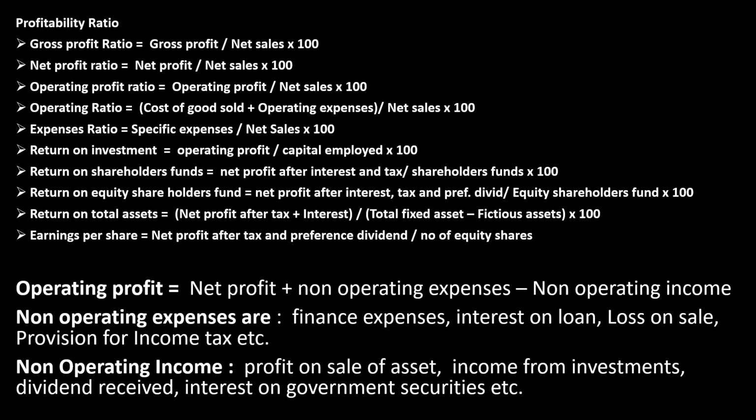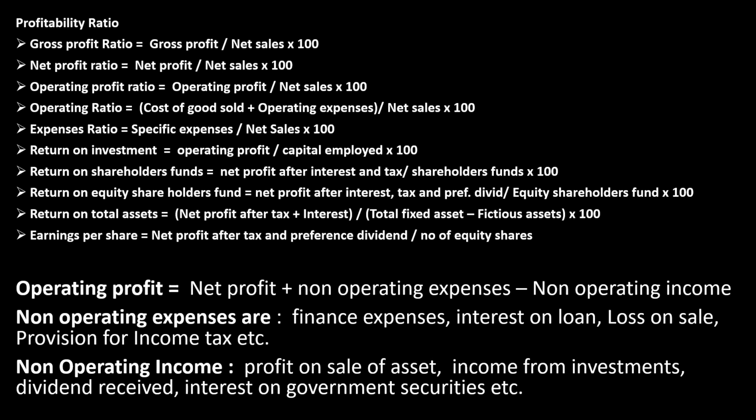into 100 again. Then earnings per share: net profit after tax and preference dividend divided by number of equity shares. So this is one particular thing you should note here from the beginning. From the first formula, everything you multiply by 100. The last one alone, earnings per share, you will not multiply by 100. The rest, every formula you will multiply by 100. So that is the difference here. We'll go to the next slide now.